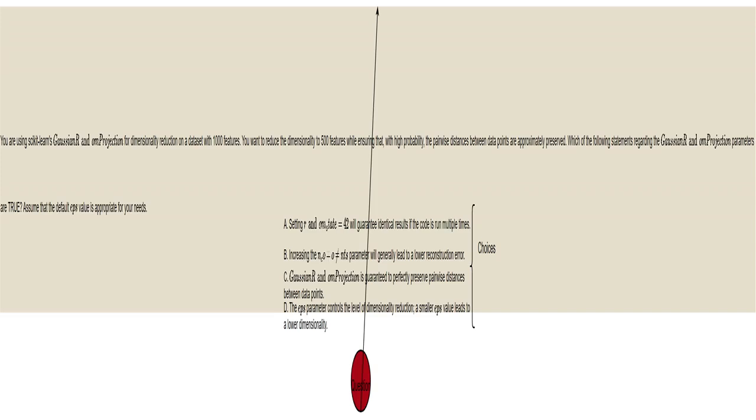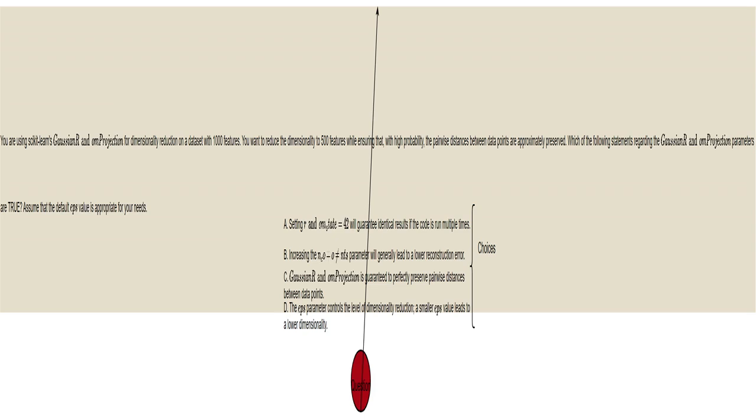We're given a dataset with 1,000 features and want to reduce it to 500 using GaussianRandomProjection. The goal is to mostly keep the distances between data points the same after the reduction. I need to evaluate 4 statements about this process to determine if they're true or false.